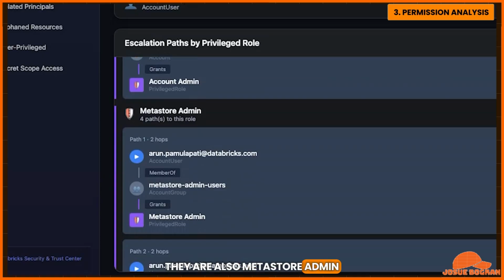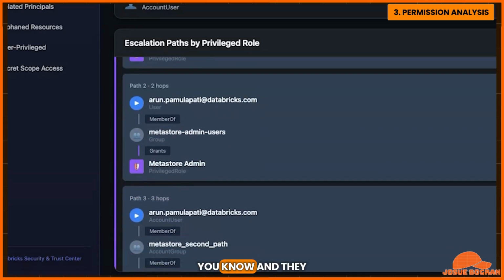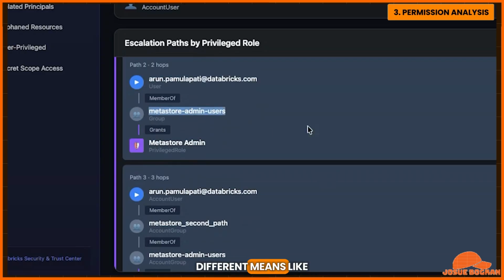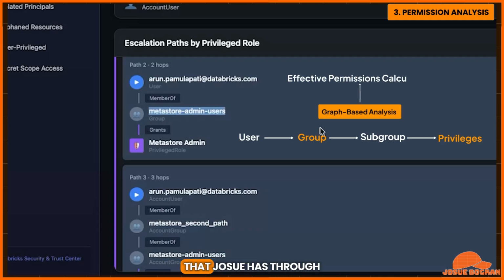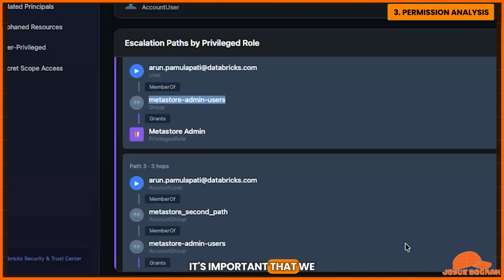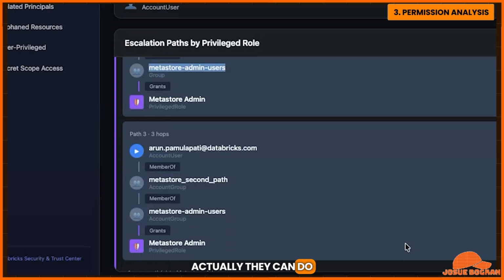They are also Metastore admin, and they're Metastore admin through different means. When I'm doing this analysis, we do graph-based analysis. So it is not the direct permissions that we grant to Hostway. It's about if your Hostway is part of a group and that group is part of another subgroup, and if that group is given certain privileges, we should be able to see the effective permissions that Hostway has through this analysis, right? It's important that we look at what they can actually do, not what is visible from browsing through some of those.